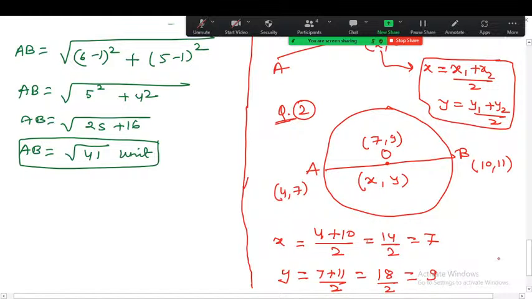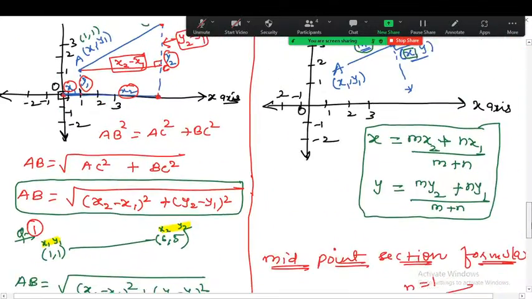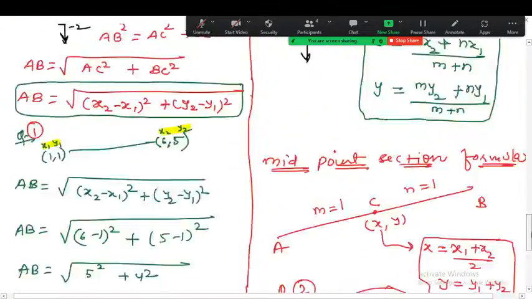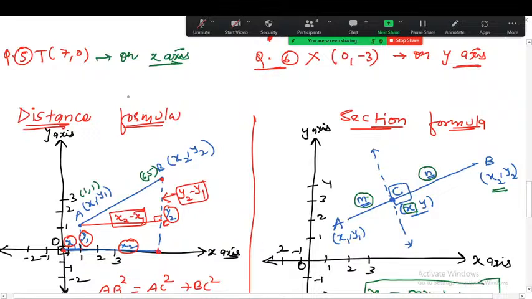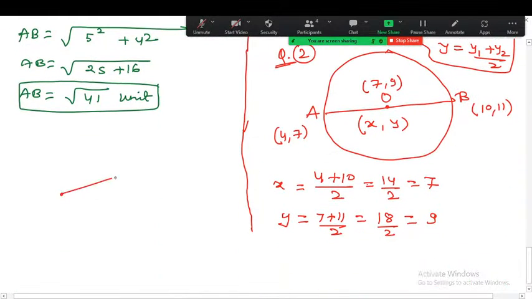In this way, we may be asked to use the midpoint section formula, or we may be asked to use the section formula directly. Okay, we will mix questions based on these two later on, you don't worry. Similarly, one more thing may be there. If I ask you to figure out any distance from origin only, what will you do?